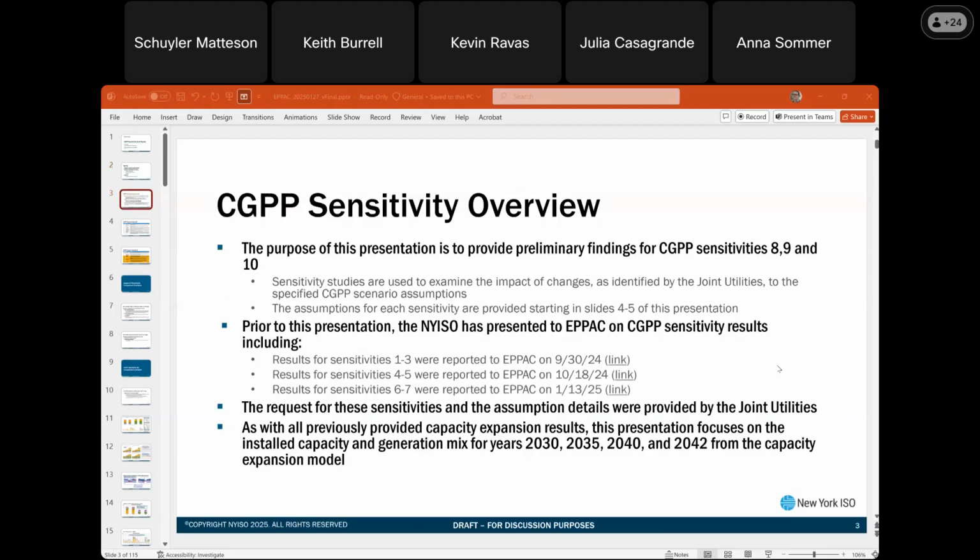And so the purpose of the presentation is to go through sensitivities 8, 9, and 10. And just remember that sensitivities are used to examine the impact of particular changes that have been identified and requested by the joint utilities. So these changes will be applicable to previous CGPP scenario assumptions. I'll be going over the assumptions in the following slides, but just for reference, we presented several other sensitivities at previous EPPAC meetings, and those results are available at the links here in the slides.